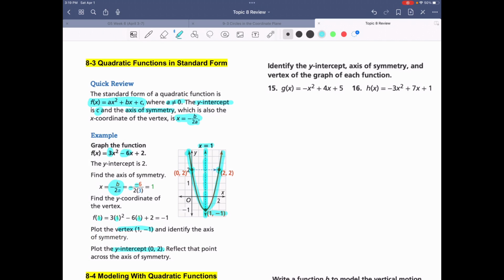Okay, so let's apply it. Identify the y-intercept, the axis of symmetry, and the vertex of the graph. Okay, so the y-intercept, and I left a lot of space here so that we can graph it. The y-intercept is right here. So it's (0, 5). The axis of symmetry is x equals -b over 2a. Negative b over 2 times -1, because this is your a and this is your b.